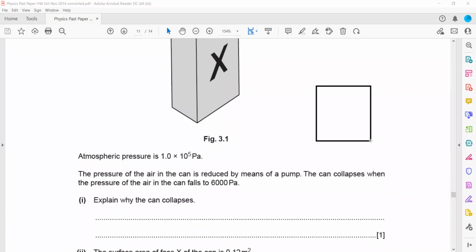This is a can which is filled with air, inside and outside as well. But the inside air has a low pressure, which is only 6000. The outside pressure, the atmospheric pressure, is 1 exponent 5 or 100,000 Pascal, and the pressure from inside is only 6000 Pascal. Because the pressure from inside is less than the pressure from outside, that is why the can collapses or bursts.